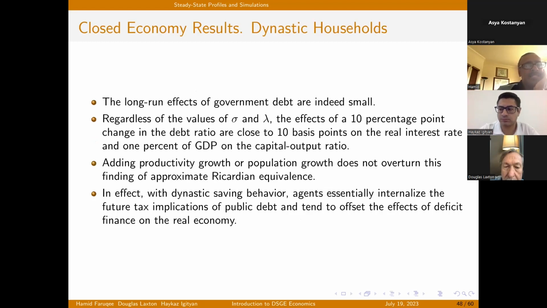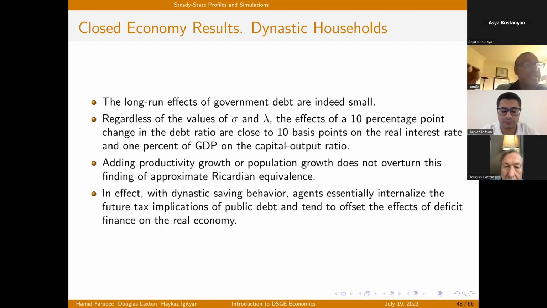So in the case of the dynastic households, the punchline is that the effects of government debt are actually quite small. Even though we moved away from representative agents and a purely Ricardian infinite horizon model to one with overlapping agents and dynastic households, you don't get a lot of impact in that dynastic case. In those Barro dynasties that I mentioned at the beginning, you care about your future generations, your family line, as much as you care about yourself.